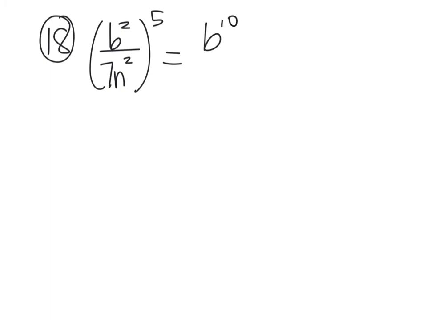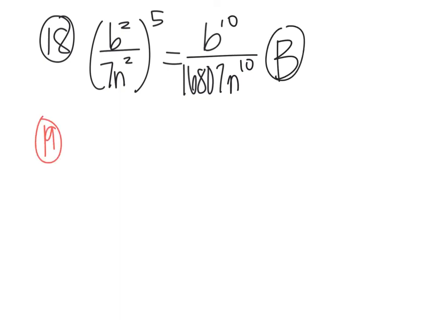18. b squared over 7n squared, to the 5th, all of it. So you're going to multiply these exponents, and you get b to the 10th up top. And then you're going to do 7 to the 5th, which is 16,807. And then you're going to multiply these exponents, and you get n to the 10th. And that is b to the 10th over, that is B. The only one with that big old number in it.